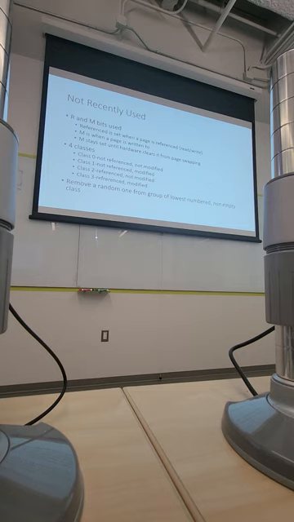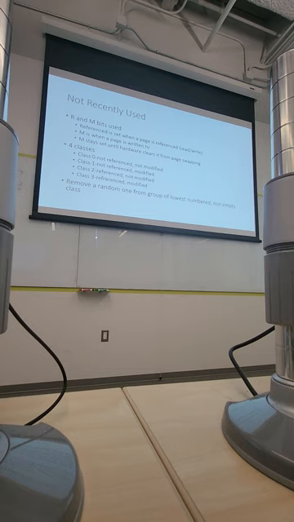In order to implement that, you basically have to have an R and an M bit. R is referenced, and M is when you're written to. So you end up with 4 different classes. Class 0 is, I haven't looked at it, and I haven't changed it. Class 1 is, I haven't looked at it recently, but I have changed it. Class 2 is, I've looked at it recently, but I haven't changed it. And class 3 is, I've looked at it recently, and I have changed it.